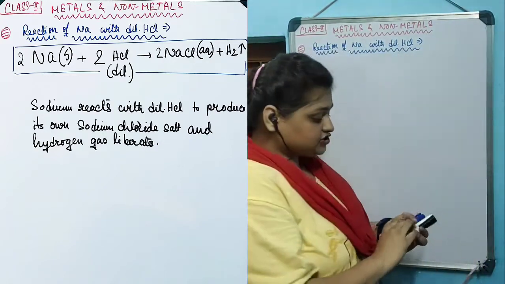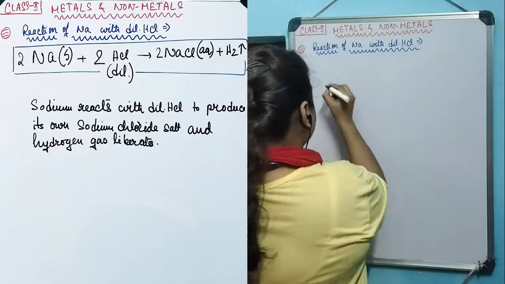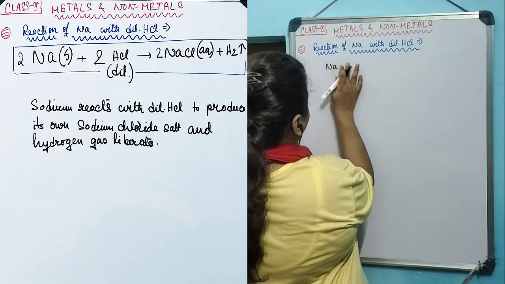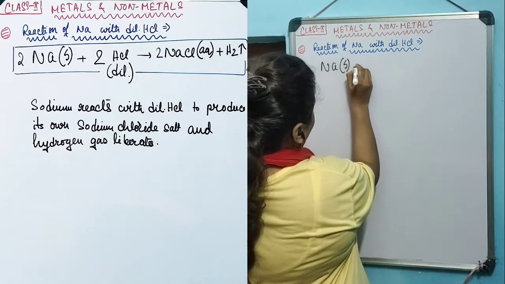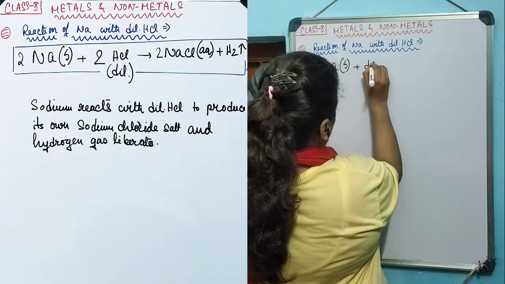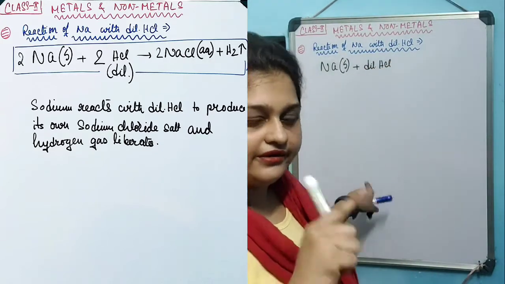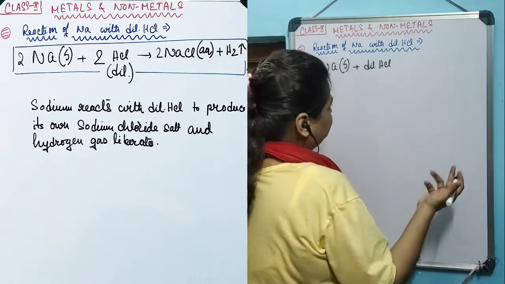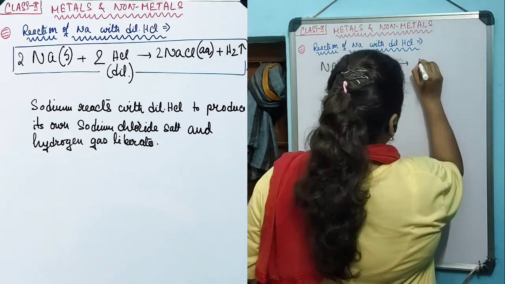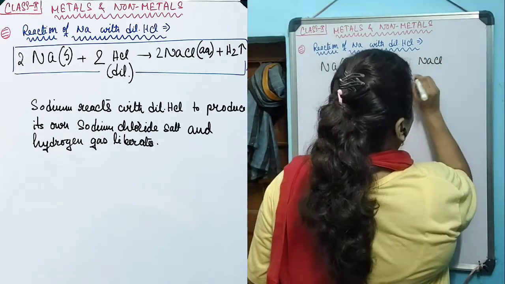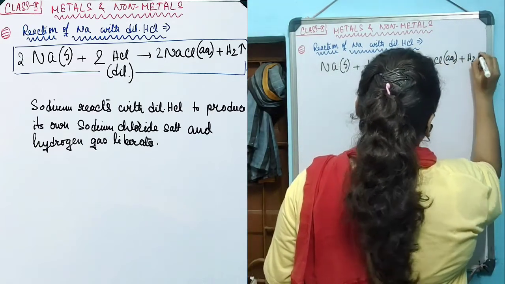Now, the chemical reaction for this, the reaction of sodium with dilute HCl, is as follows: sodium in solid state reacts with dilute HCl. In short, dilute is written as Dil. Dil HCl, but actually it is dilute HCl. And it produces NaCl, sodium chloride salt, and hydrogen gas is liberated.